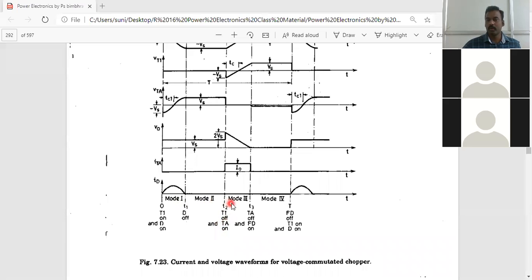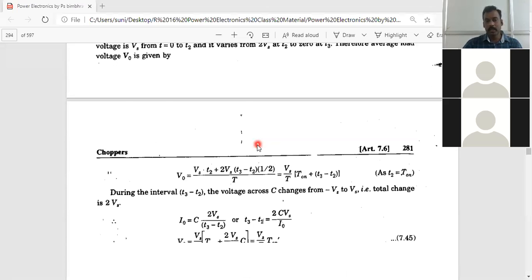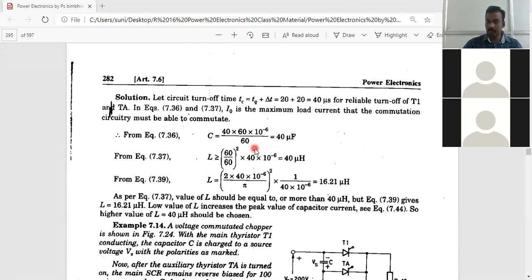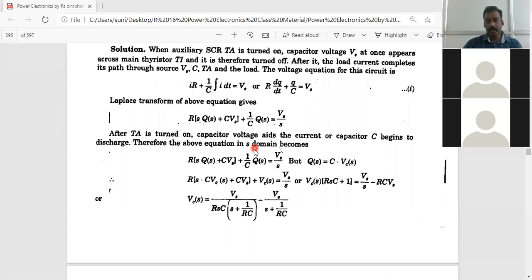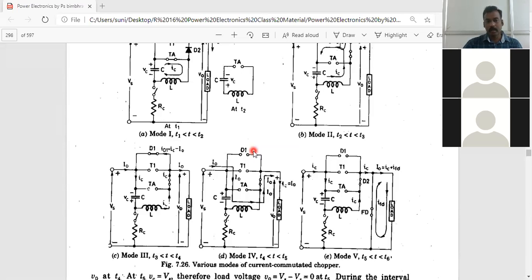Mode 1, mode 2, mode 3, and mode 4, this is related to the voltage commutated chopper. Then we need to consider the other one, the current commutated chopper. The current commutated chopper is also going to be the same here.